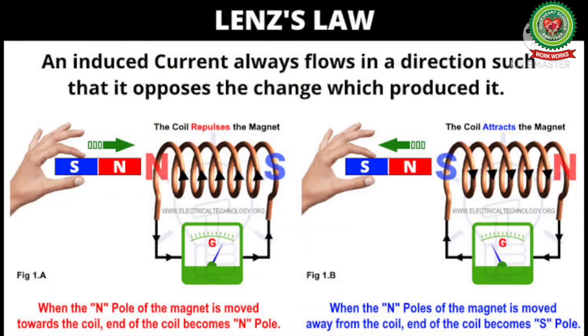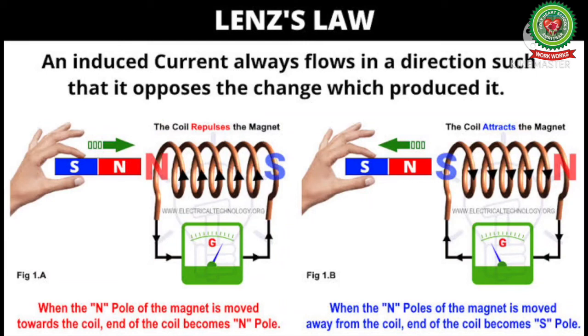Now students, you can clearly see in this picture that when the north pole of this magnet is brought near the coil, the coil repels the magnet. That means this end is acquiring north polarity. And we know, according to the clock rule, if the face of the coil has north polarity, then the current in the wire will flow in an anti-clockwise direction.